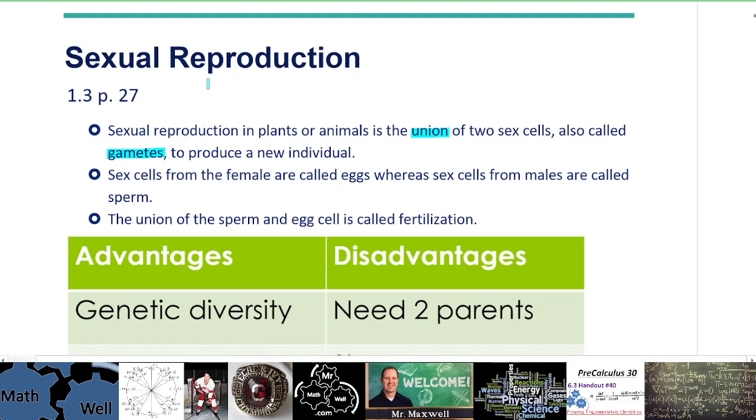So sex cells from the female are called eggs, or ovum, I believe you'll see in different places of the textbook, but eggs, whereas sex cells from males are called sperm. You've heard these words before, but these are the cells that are ready to be united to form an offspring in sexual reproduction.